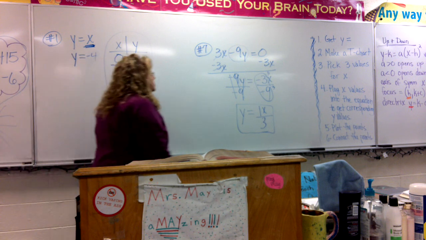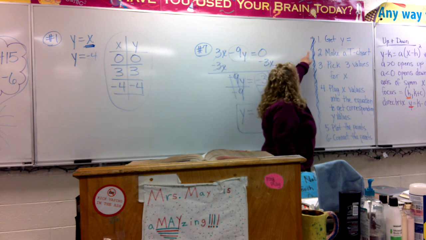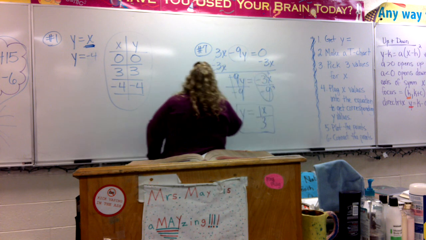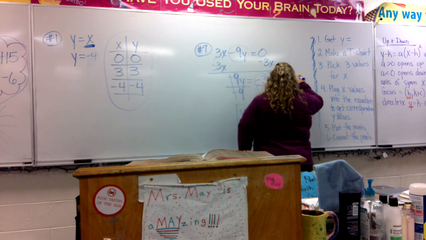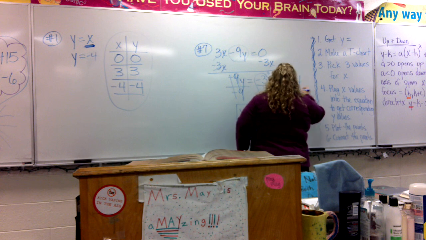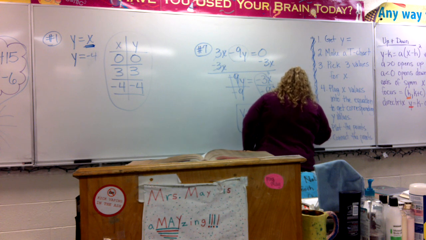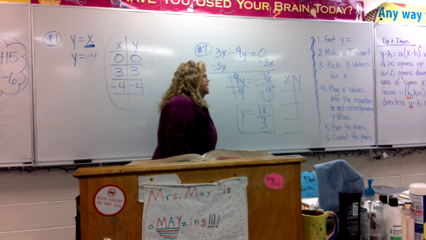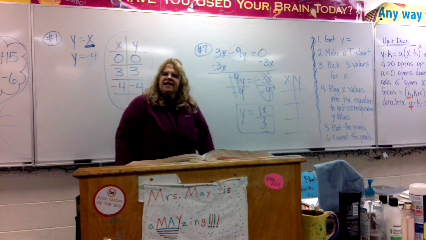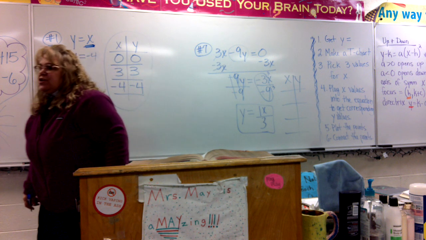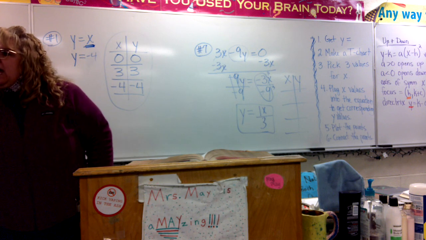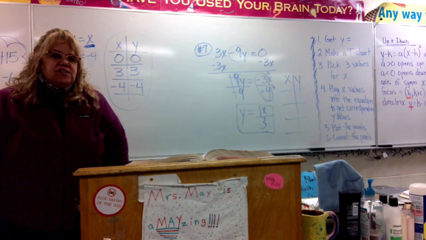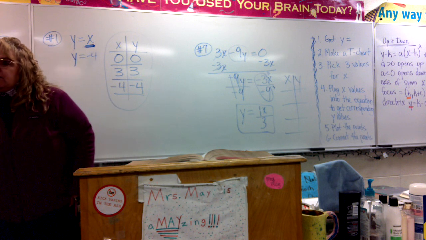So now what? Step 2 says make the t-chart. I'm going to make my t-chart. Let's make it over here. X, y, and I'm going to leave room for 3 x's. And again, I have to pick 3 x values. Remember, you can pick whatever you want. But I would suggest you pick things that are going to make your life easy.